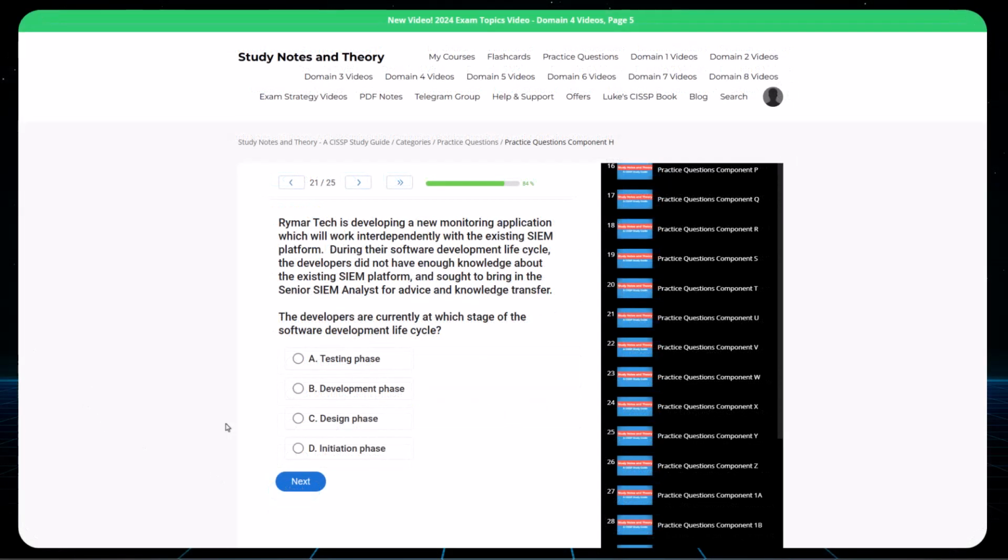All right, Tech is developing a new monitoring application which will work interdependently with the existing SIM platform. So they're developing a new application that needs to work with the existing SIM platform. During their SDLC, the developers did not have enough knowledge about the existing SIM platform and sought to bring in the senior SIM analyst for advice and knowledge transfer. The developers are currently at which stage of the software development lifecycle?